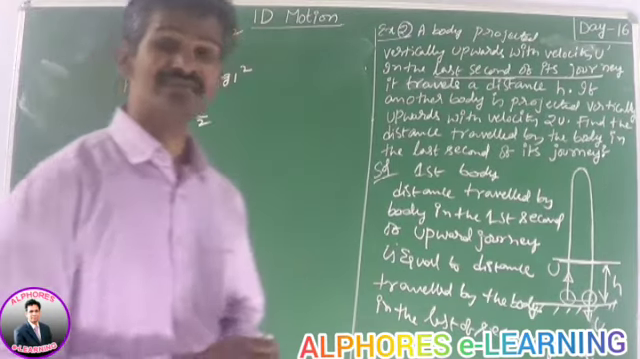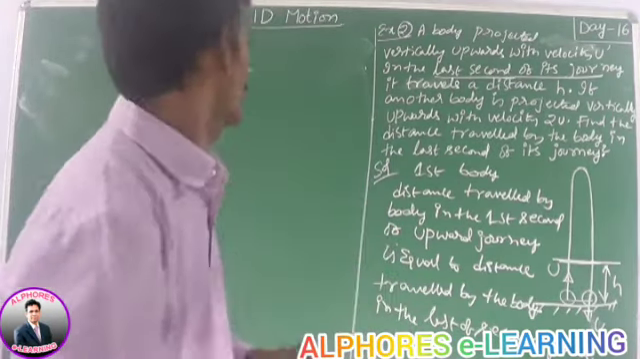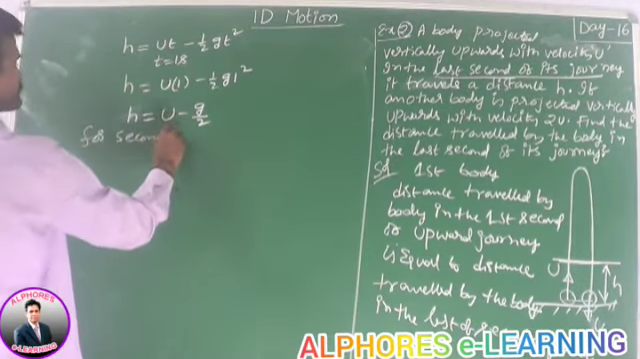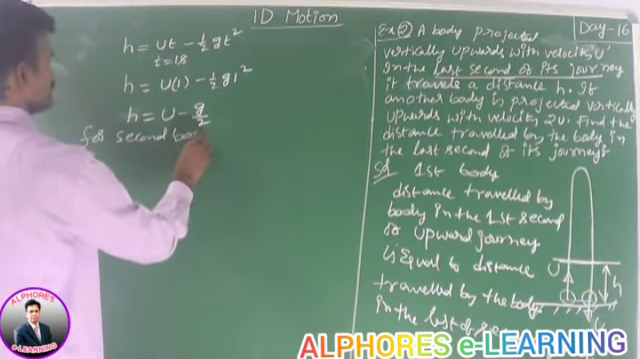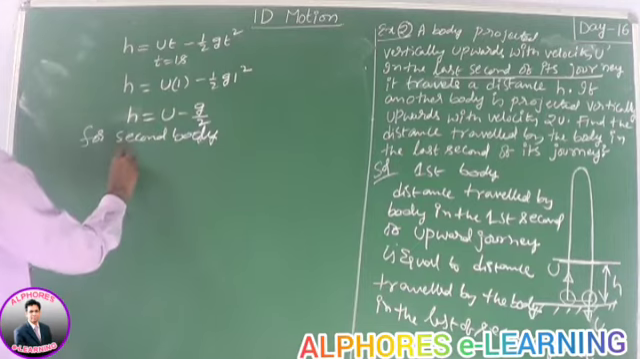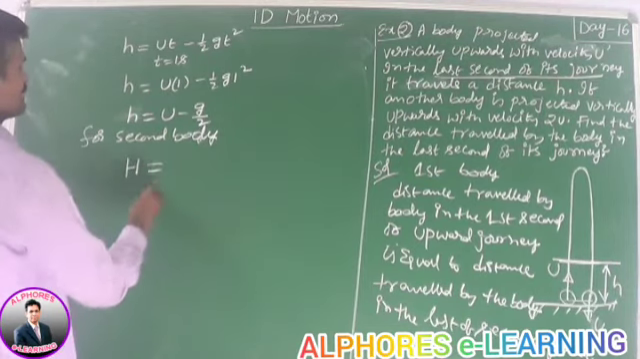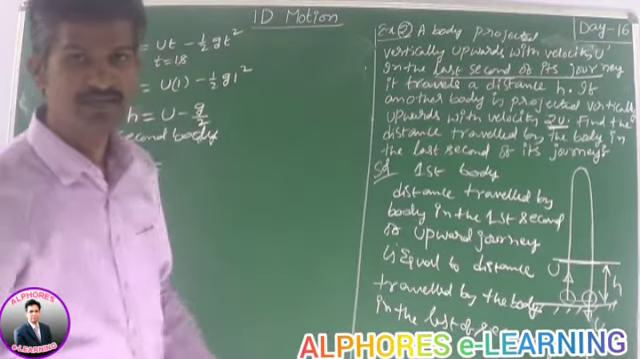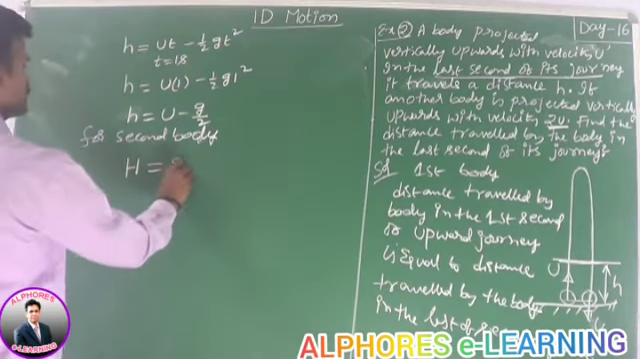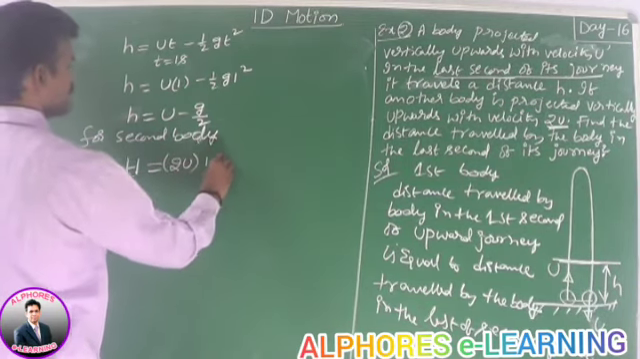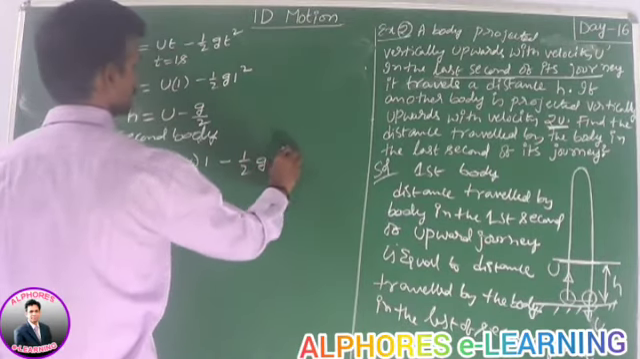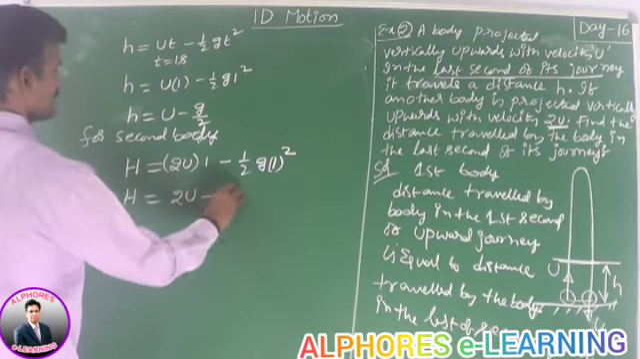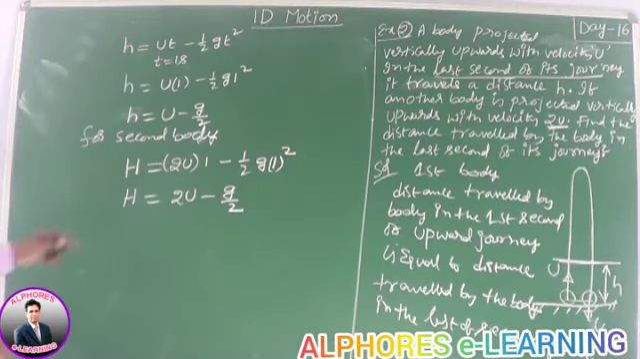What happens to this distance in case of the second body? Similarly, I can calculate for the second body. Again, I am considering the distance as capital H. That capital H is equal to, since the initial velocity of the second body is 2u, 2u into time 1 second minus half g into 1 square. So this capital H is 2u minus g by 2.